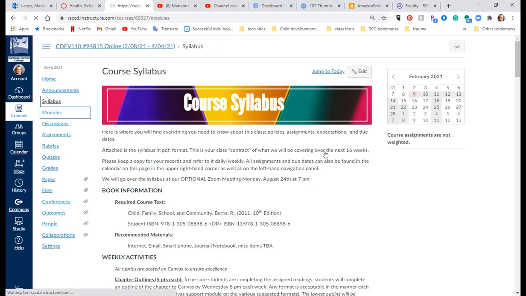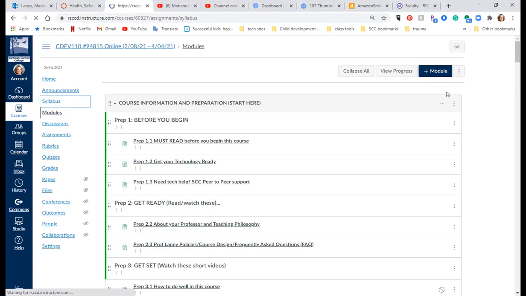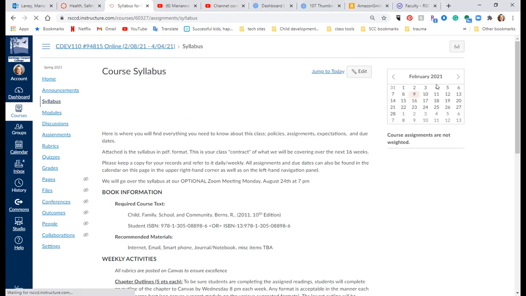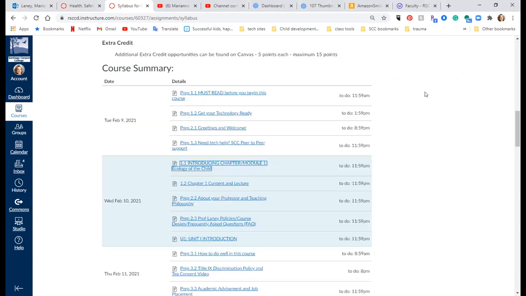Let me go back to the syllabus and show you the calendar. It's kind of slow. The syllabus has the calendar, and as you go through our introductory modules, it's going to have you update things. So here's today. Let's see what's due tomorrow. This tells you by the date. Real quick, when it says must read, I put it at 11:59. Just read it, and once you read it, it comes off your to-do list. It's no big deal.